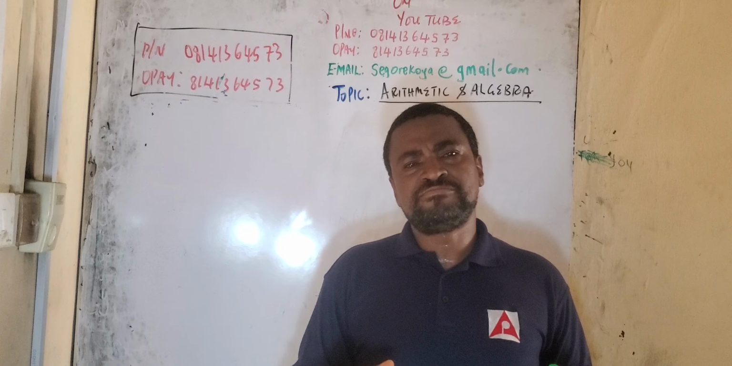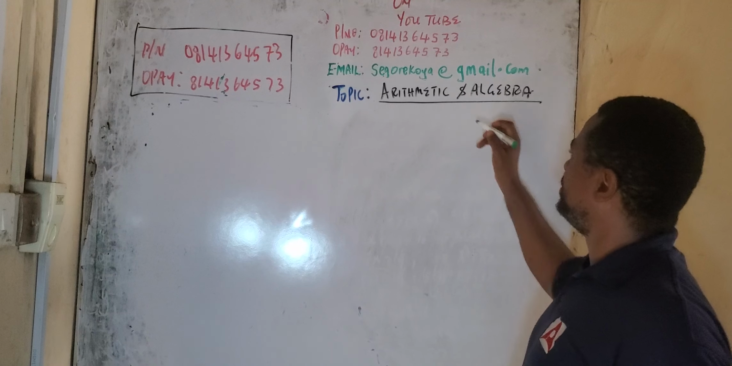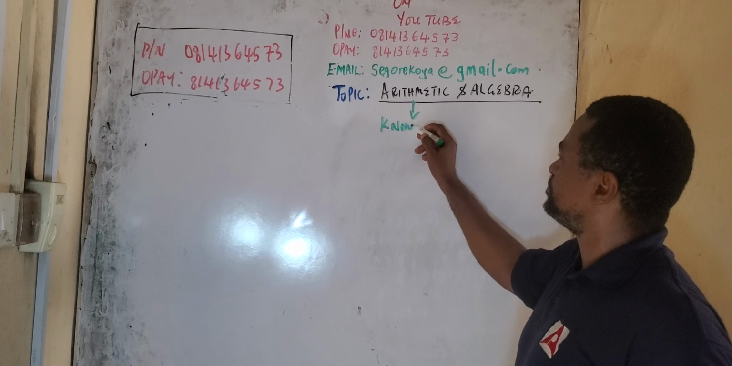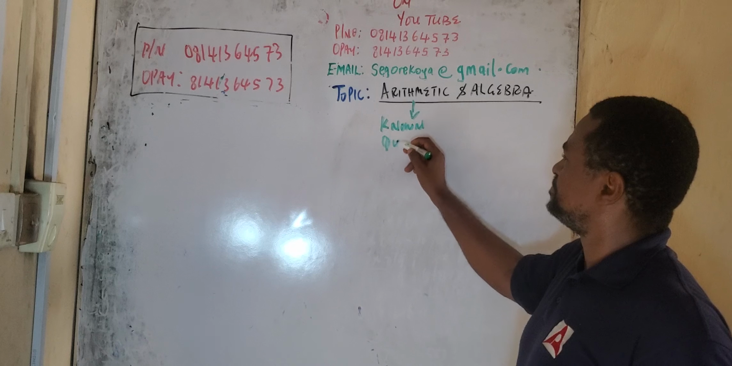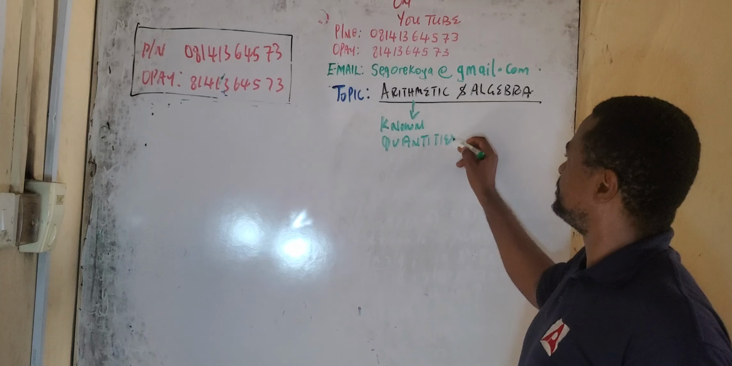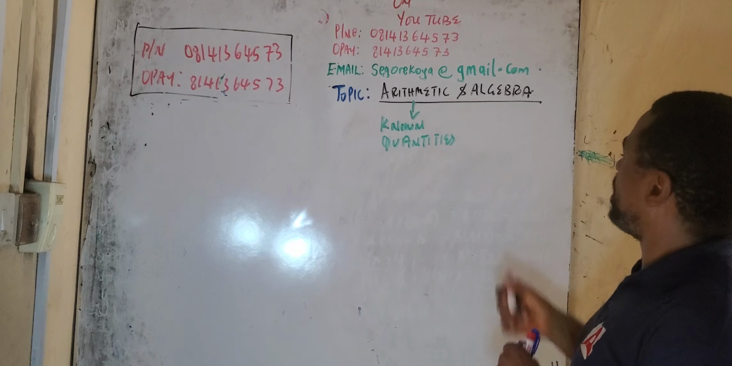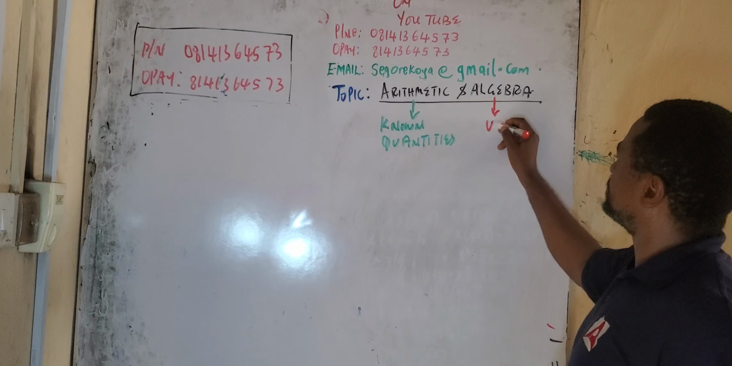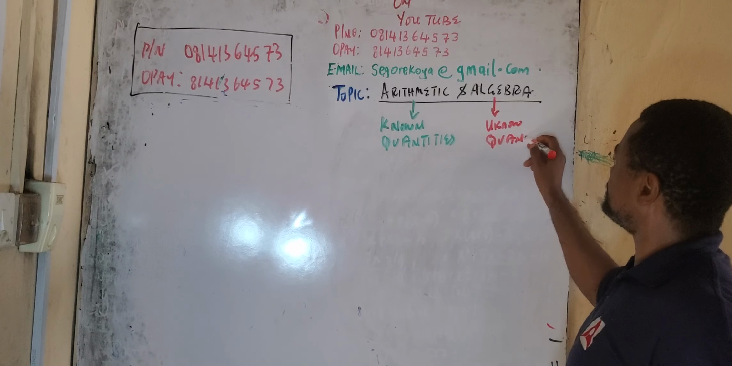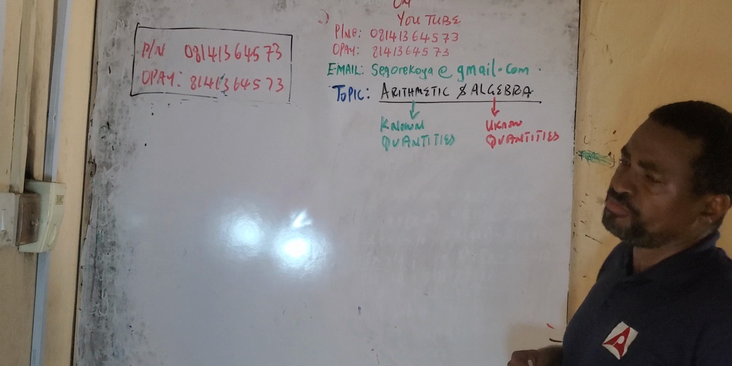What I just want us to realize is this: when we are dealing with a known quantity, we are dealing with what is called arithmetic. When we are dealing with unknown quantities, we are dealing with what is called algebra.